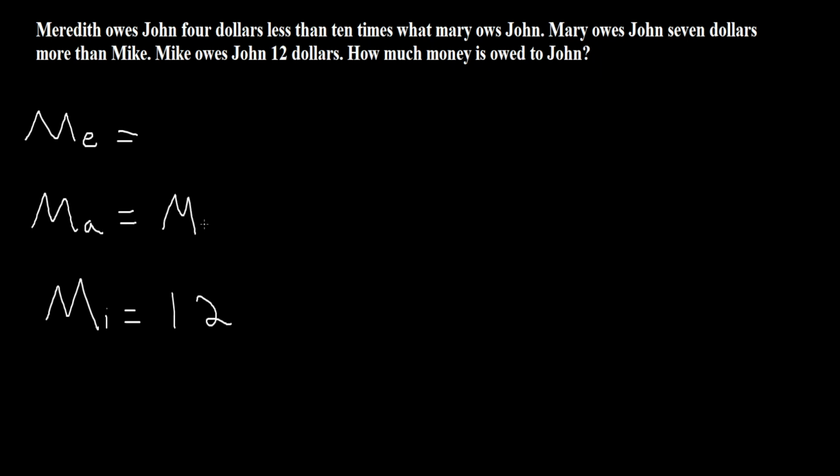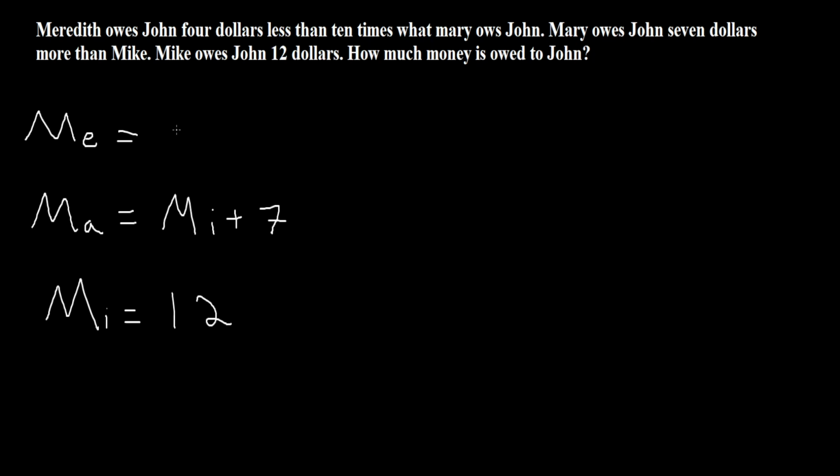Mary owes $7 more than Mike. So we have Mike plus 7, because she owes 7 more than Mike. You'll notice that because the word than is there, I went ahead and put Mike's number first. So whenever you see than, whatever comes after the than, you put that in front of the symbol. I know it's a weird trick, but it'll make sense here in a second.